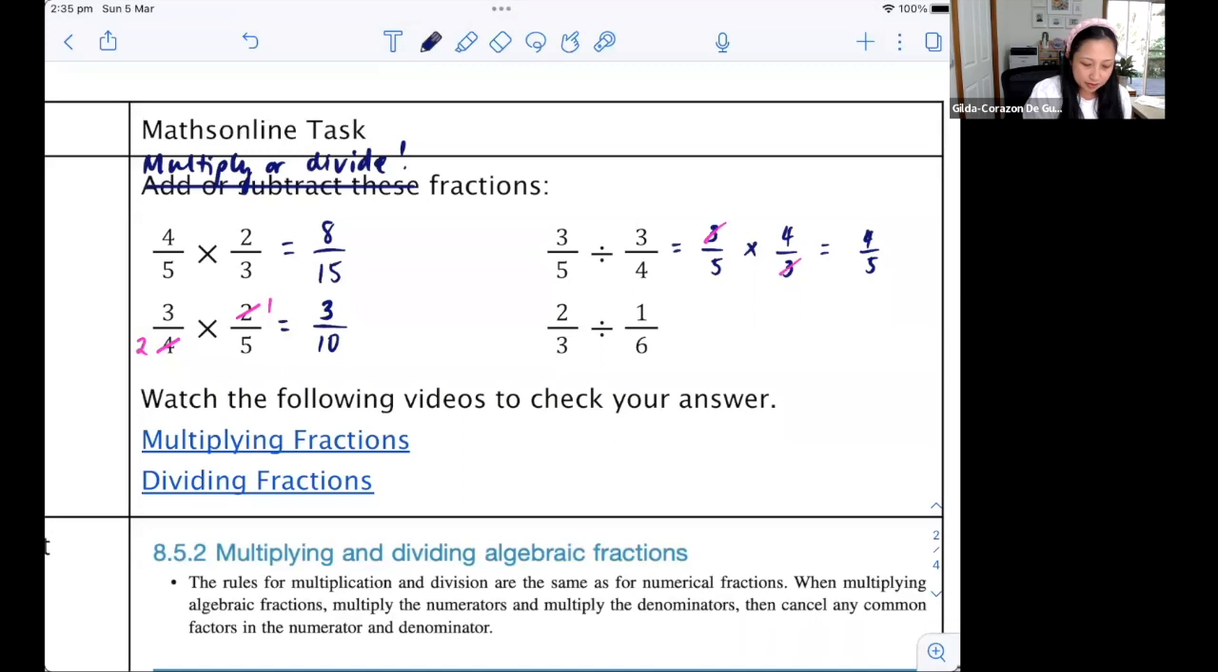Okay, we do the same for the next one. We go 2/3 multiplied by 6 over 1. We have some common factors that we can cancel. We've got 6 and 3, that becomes 2, and that becomes 1. We now therefore would have 2 times 2, which is 4. You could even say 4 over 1, but essentially you want to write it down as a whole number 4.